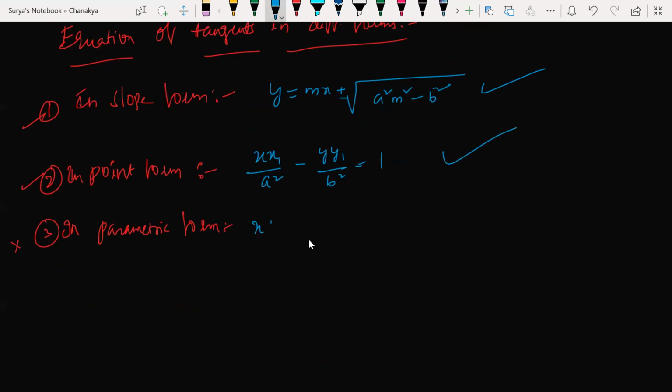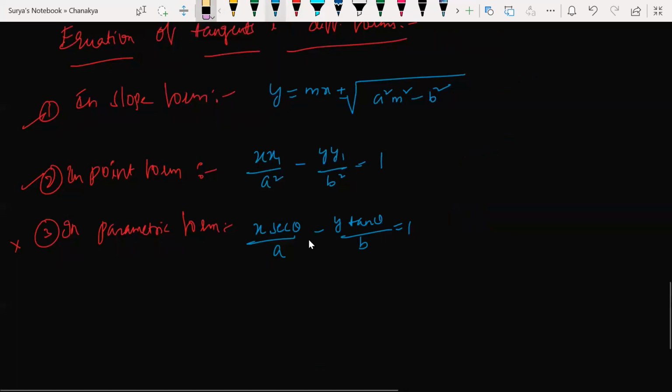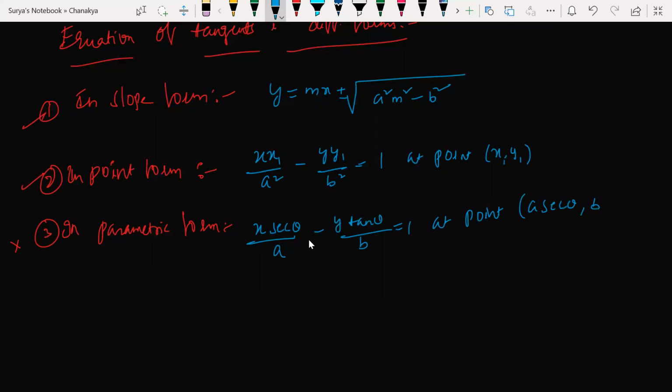The one I'm writing now: x secant theta by a minus y tan theta by b is equal to 1. What is the point of contact here? Look at this here. I'm telling you, at point form, what is the point? x1 comma y1 point. At point a secant theta comma b tan theta. Okay, this is how it used to be. So be careful here.